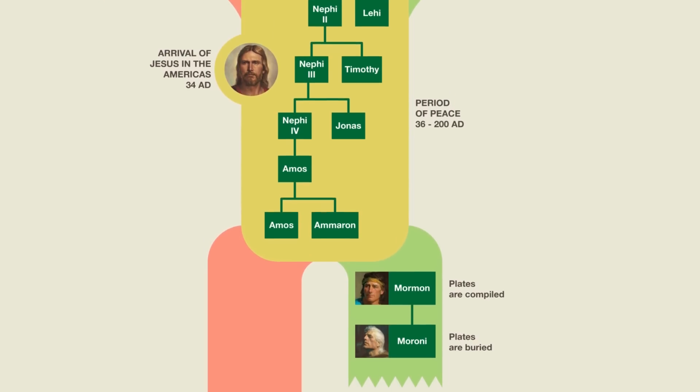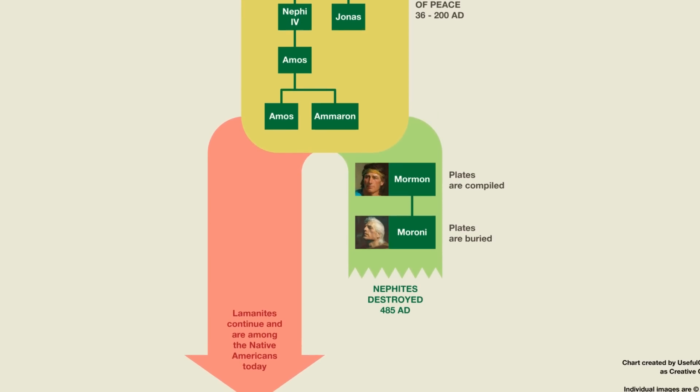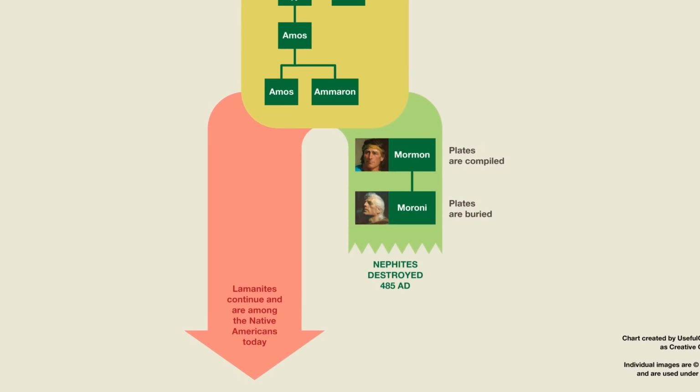But eventually, the people divide into 2 groups yet again, with the unbelievers calling themselves Lamanites and the righteous calling themselves Nephites. But after some more time, even the majority of the Nephites become unbelieving as well. There's several final battles between the Nephites and the Lamanites, but in the end, the Nephites are completely destroyed around the year 485 AD. But before this happens, the records of the Nephites were passed on to a Nephite commander named Mormon, who then creates an abridged copy of the large plates.